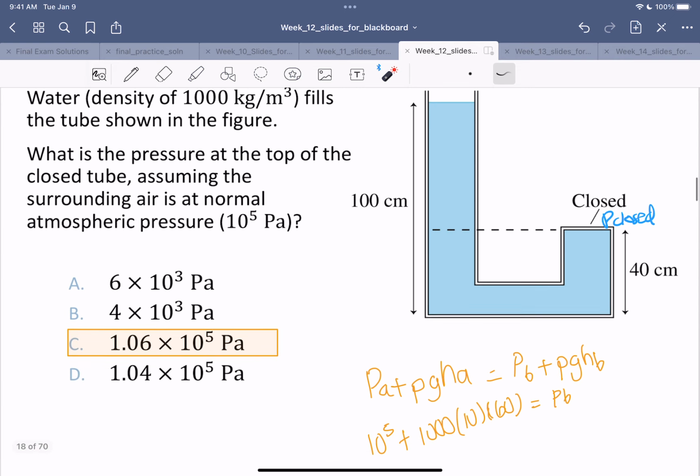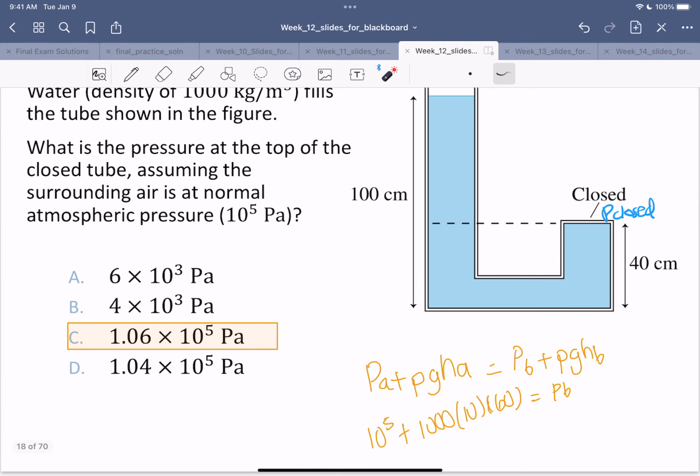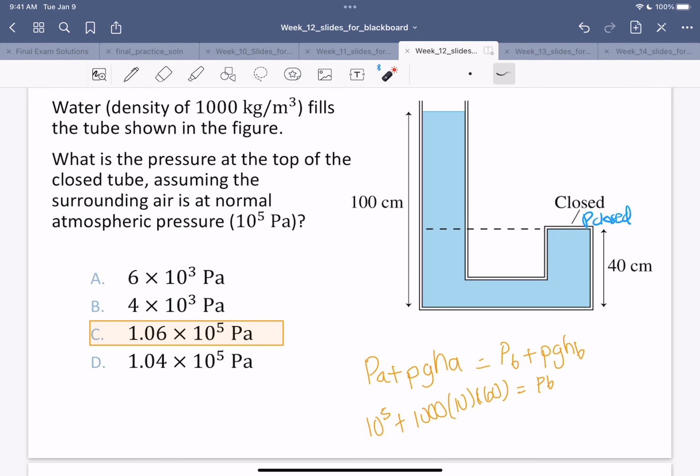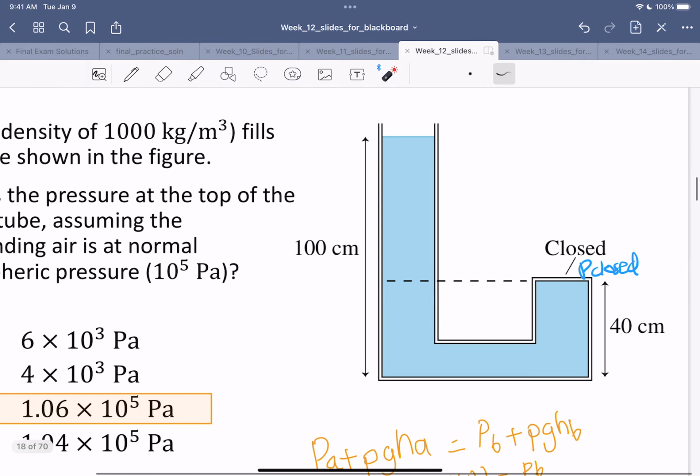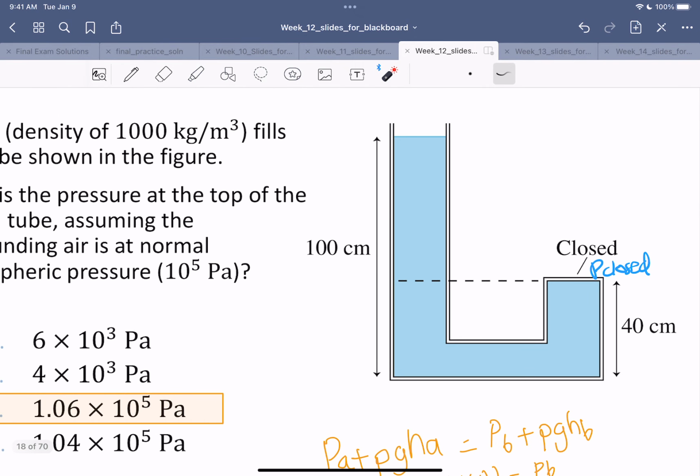Now this is an example using the hydrostatic pressure equation with specific numbers to figure out different pressures, right? So it says water with a density of 1,000 kilograms per meter cubed, shown in the figure. What is the pressure at the top of the closed tube, assuming the surrounding air is at normal atmospheric pressure? So remember what I said about how to set up these types of problems. It's better to start from the bottom and then go to the top, right?